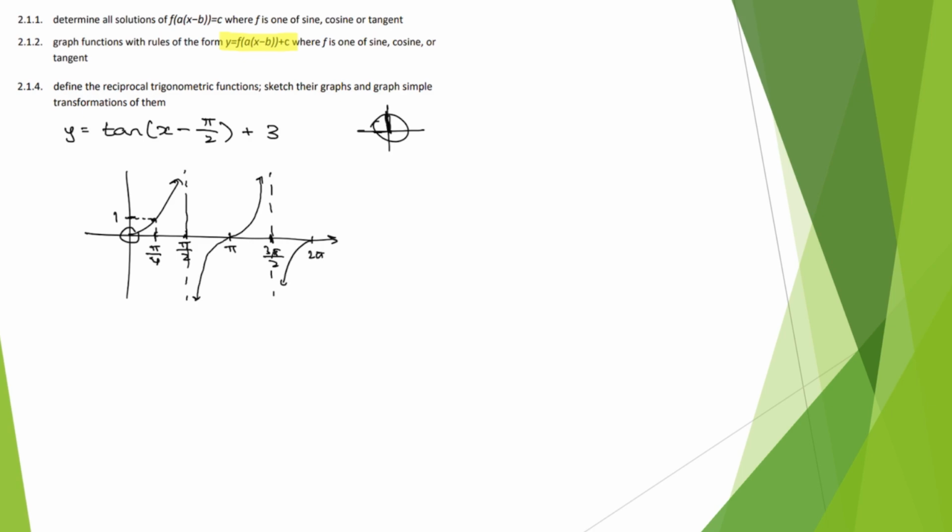Okay, your asymptotes are at pi on 2 and 3 pi on 2, and you pass through 0 at the points 0, pi and 2 pi. So this is 2 periods of tan, because you can see that it repeats. That's 1 repetition, and that's the second repetition.